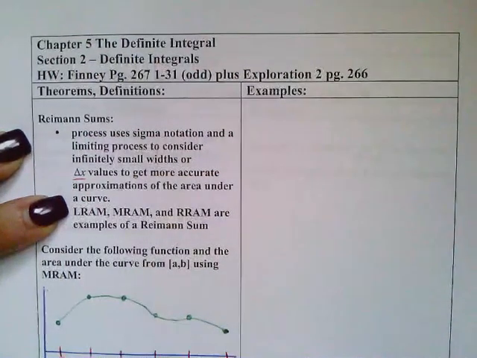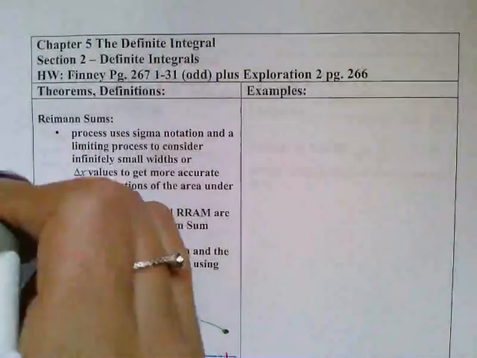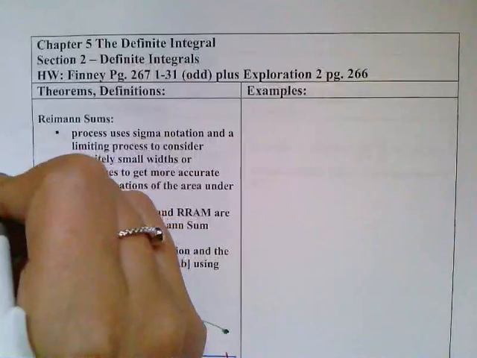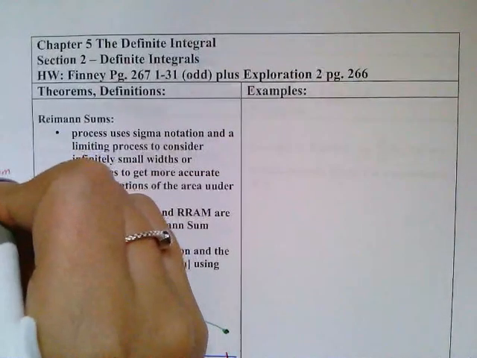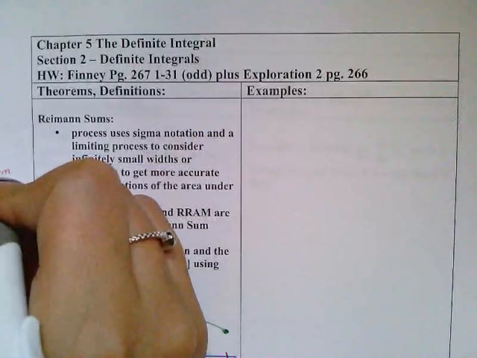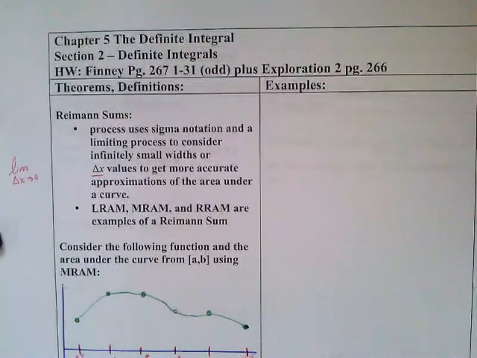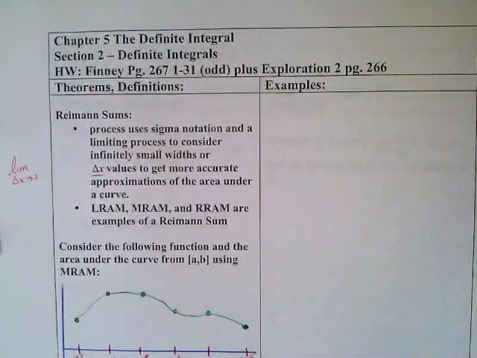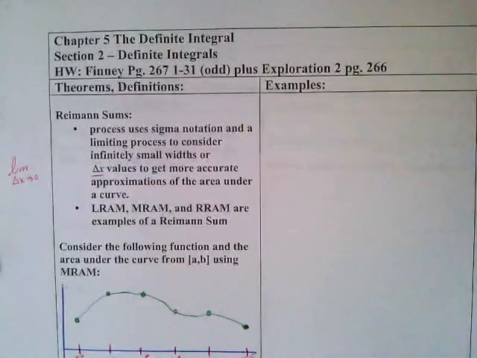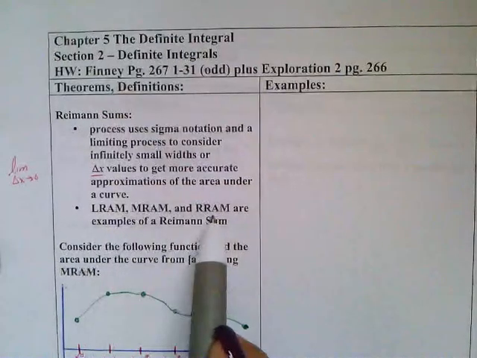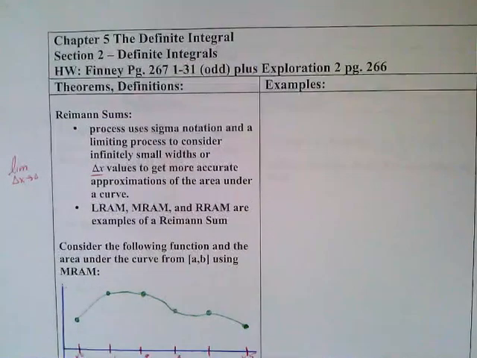It's exactly what we were doing, but the idea of Riemann sum is just taking all those areas and taking the limit as that change of x approaches 0, or as those partitions approach 0. So saying that eventually those rectangles will be so tiny that it will be an exact approximation. LRAM, MRAM, and RRAM are examples of a Riemann sum.